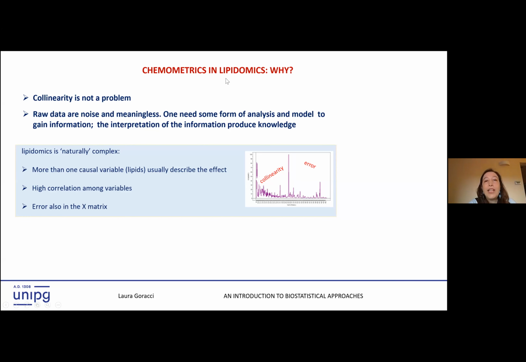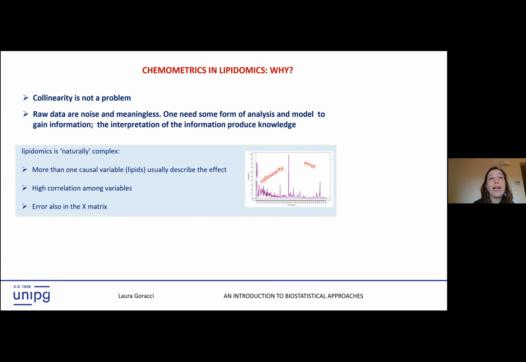Chemometrics is widely used in lipidomics because it was developed to deal with collinearity. This is the first point. So for a chemometrics approach, collinearity is not a problem. In addition, it starts with the assumption that raw data are always noisy, and at the beginning they can also be meaningless. So we need something to extract the information and have the interpretation. So this fits a lot with the natural complexity of lipidomics.